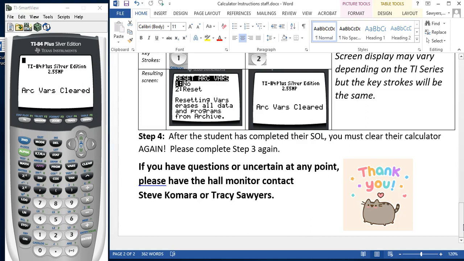If these steps are not followed, the test will come up as an irregularity, and most likely the student will have to retake the test. So it's very important that all of these steps are followed.